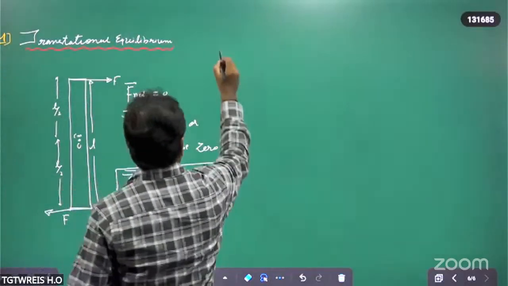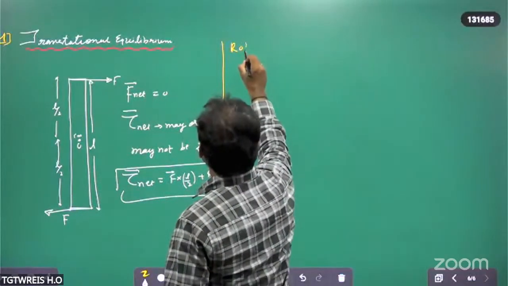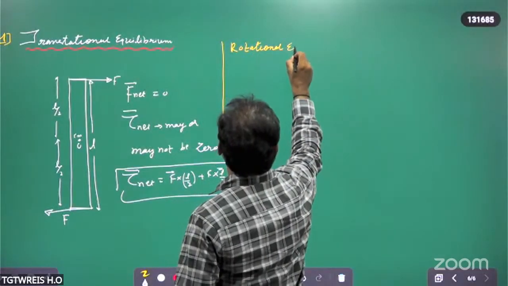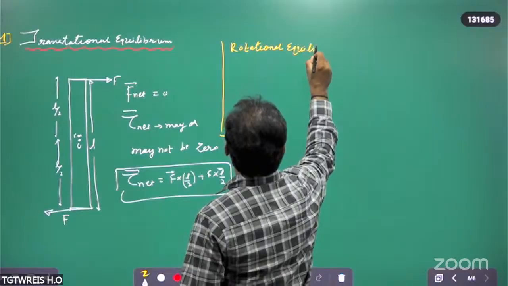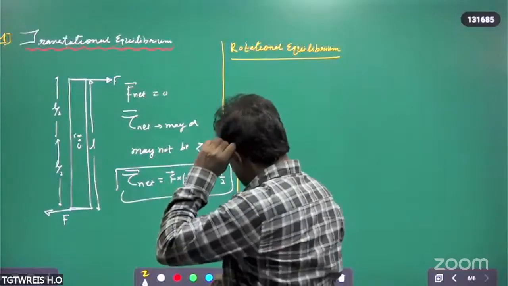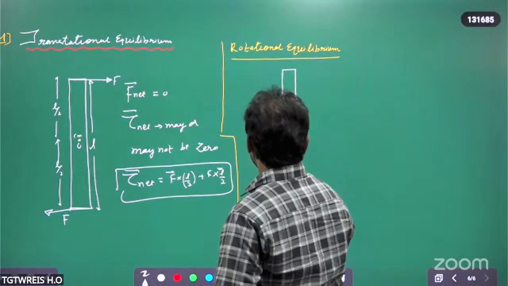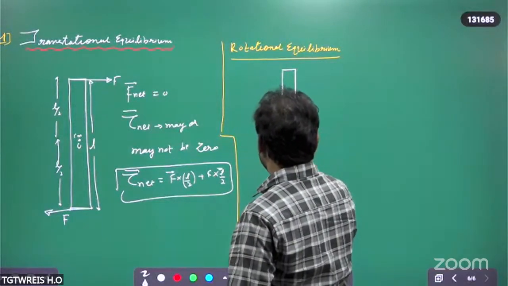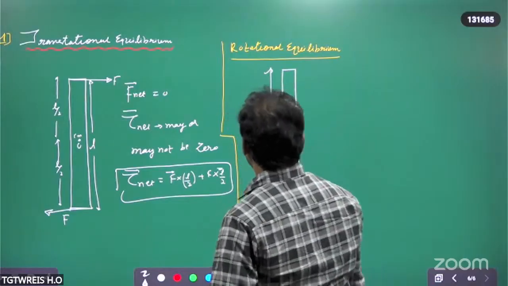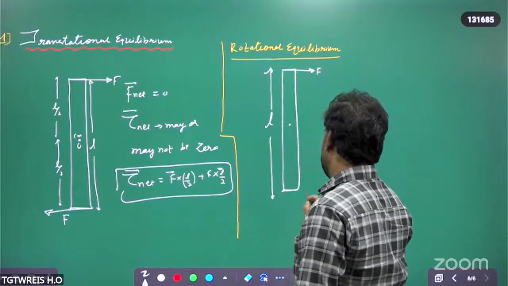Second one is rotational equilibrium. In rotational equilibrium, suppose consider a rod of length L which is fixed like this. The force is acting along the direction, one force, and the other force is also acting along the direction like this.